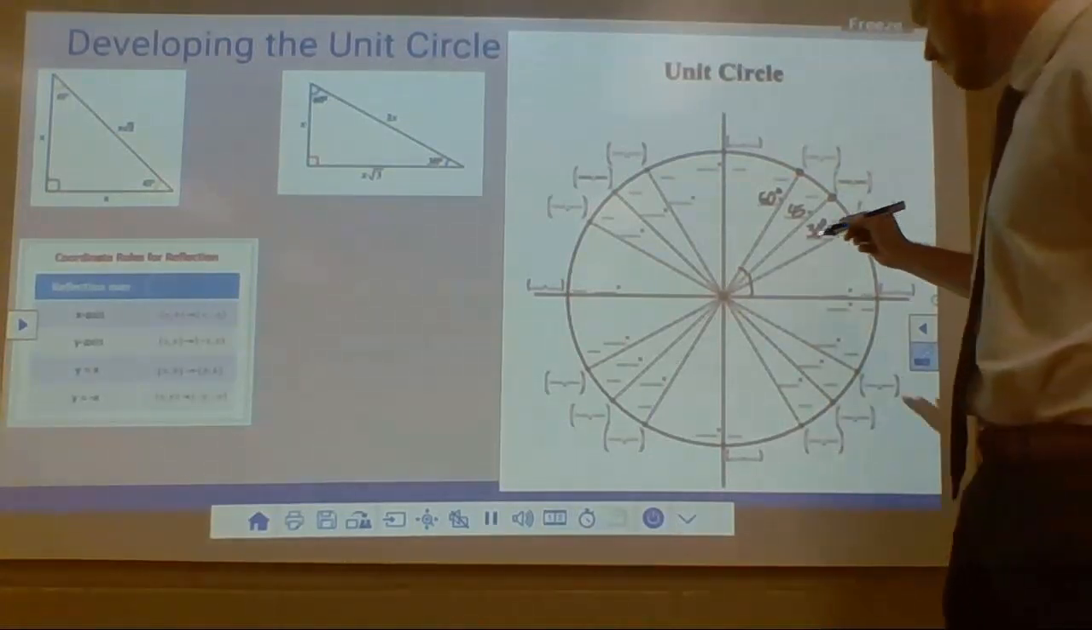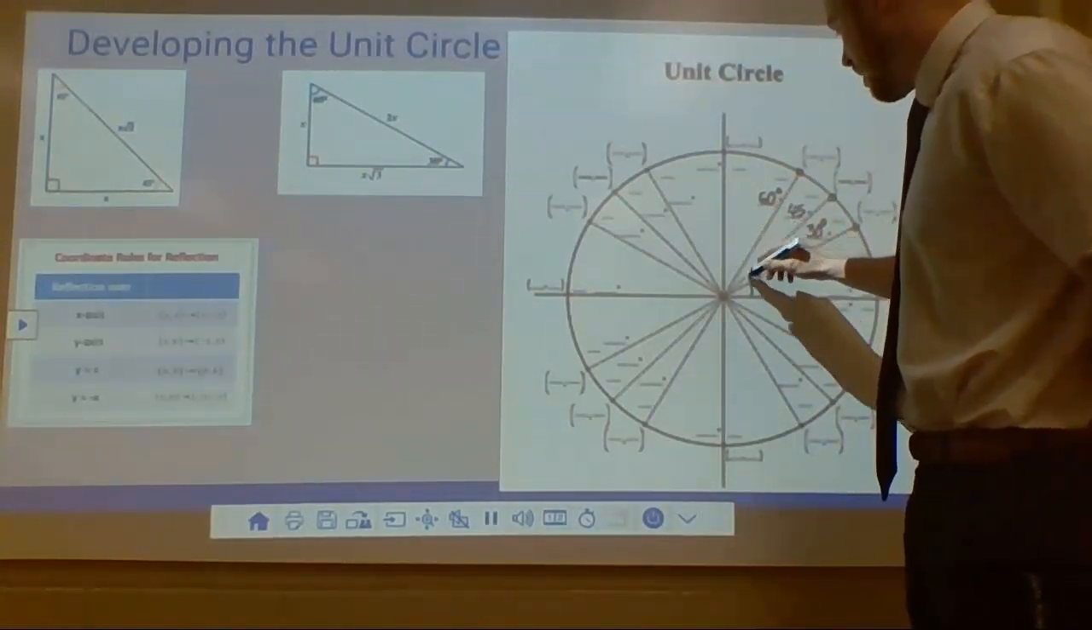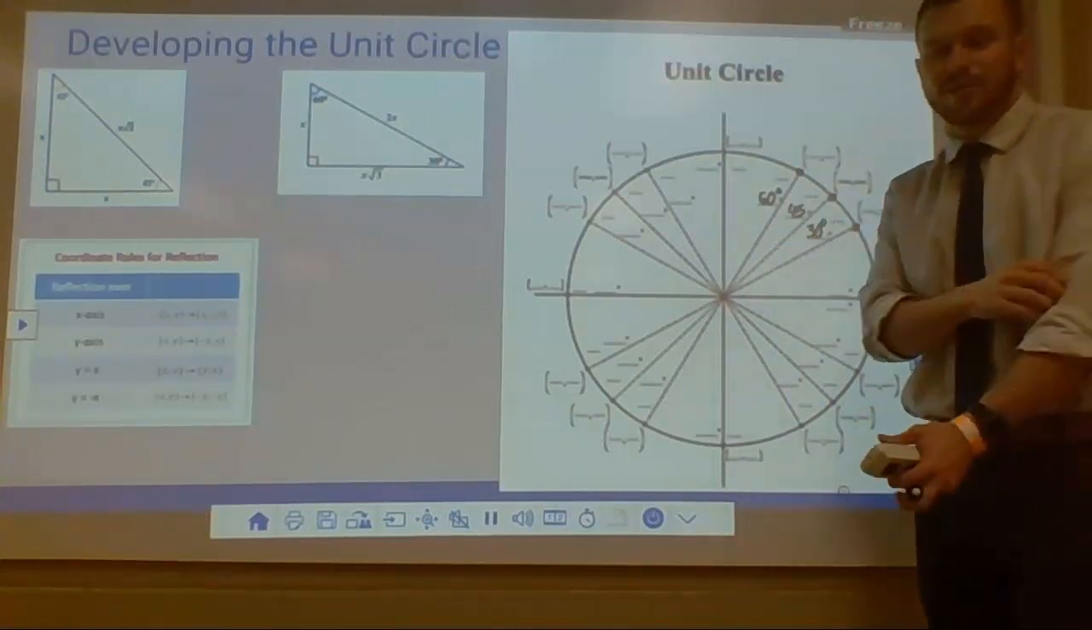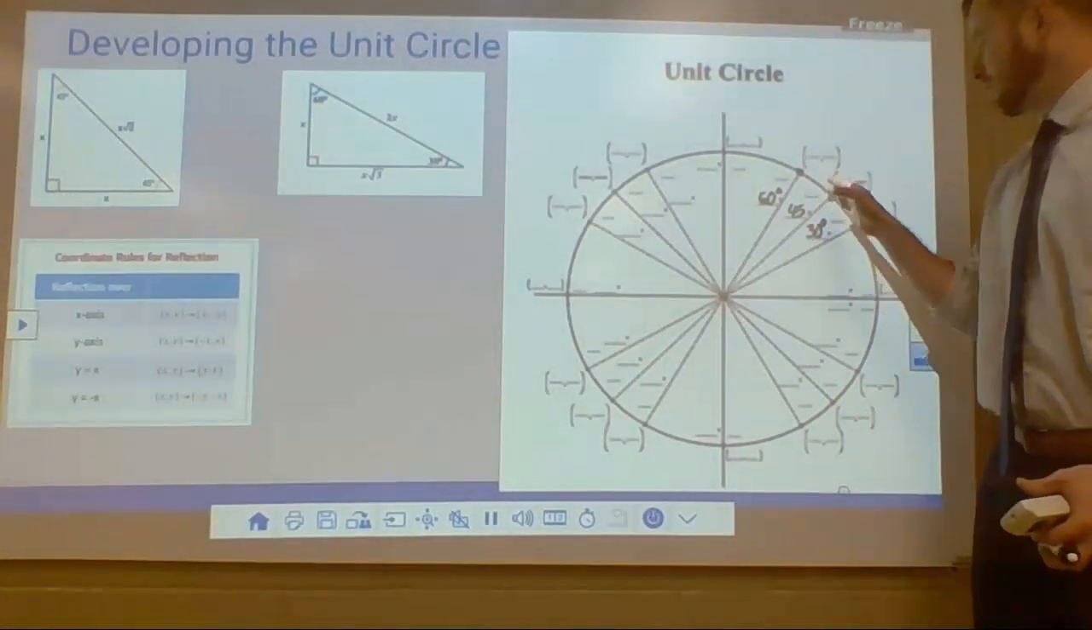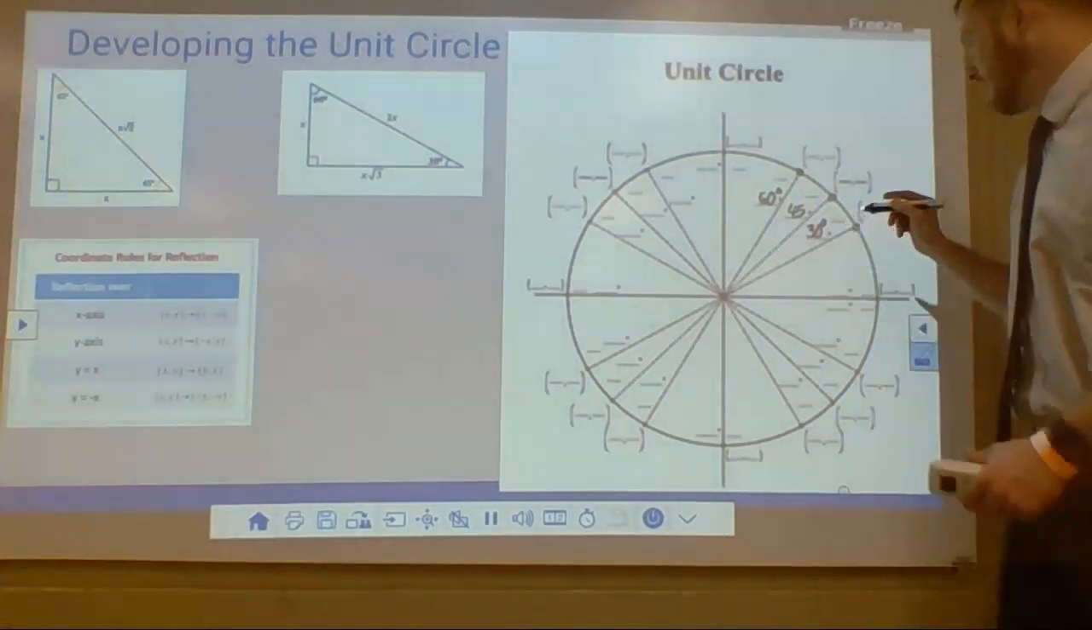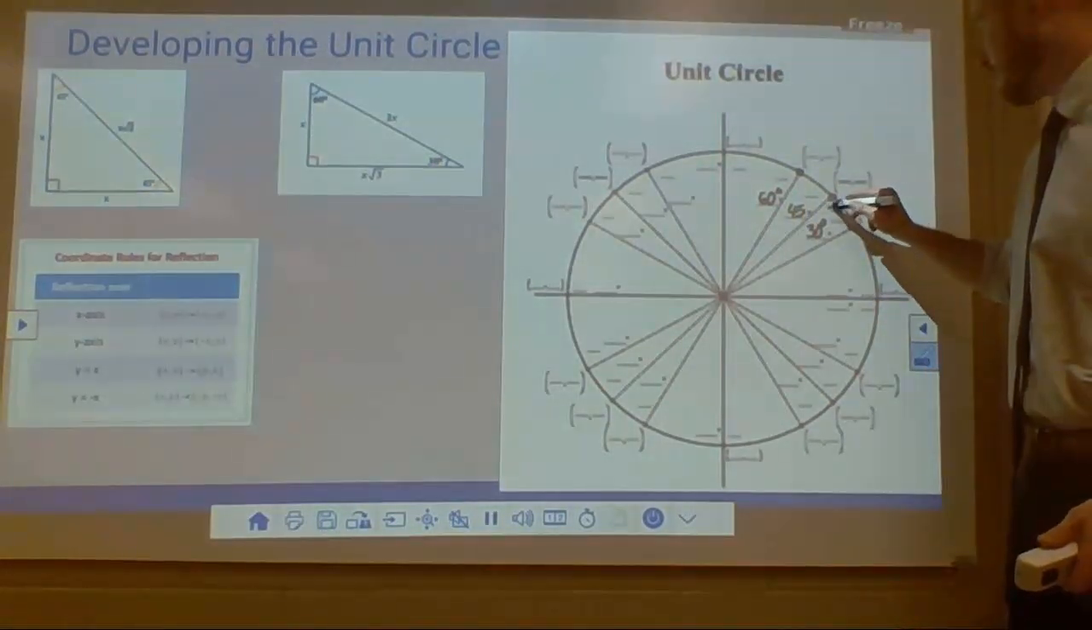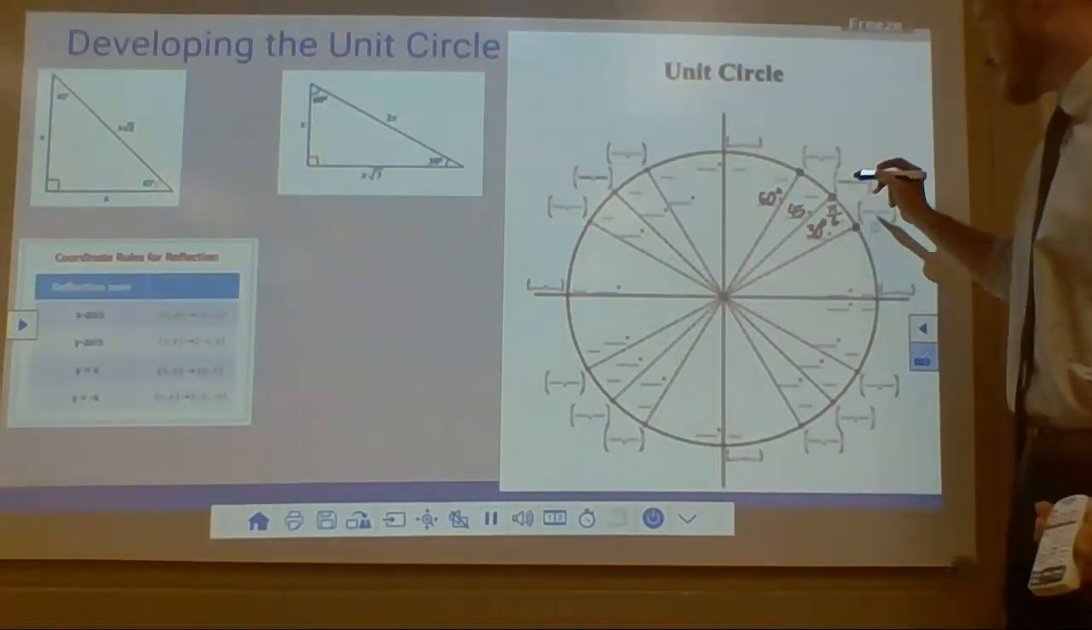Now, when I give you an actual handout of the unit circle, you will also see radian measures on here. So like for example, 30 degrees is pi divided by 6.